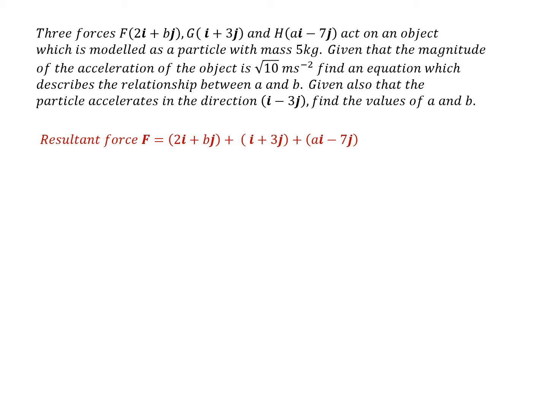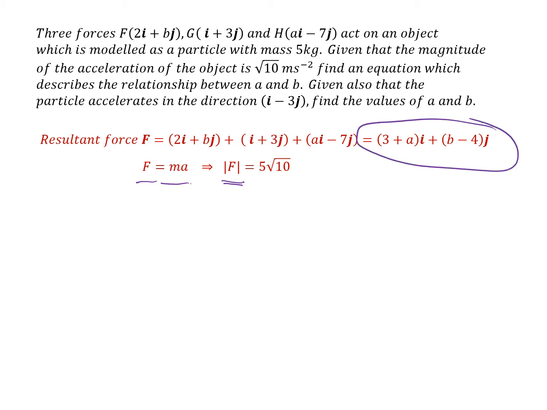Just adding those together gives me 3 plus a i plus b minus 4j. Now the next piece of information I'm given is that the magnitude of the acceleration is root 10. Now if we use F equals ma, and this is not a vector equation, this is a scalar equation, so this is just saying the magnitude of the force equals the mass times the magnitude of the acceleration. So if we use that, we can see that the magnitude of this force, and that's this force here, is 5 root 10. So how do we find the magnitude of a force? Using Pythagoras.